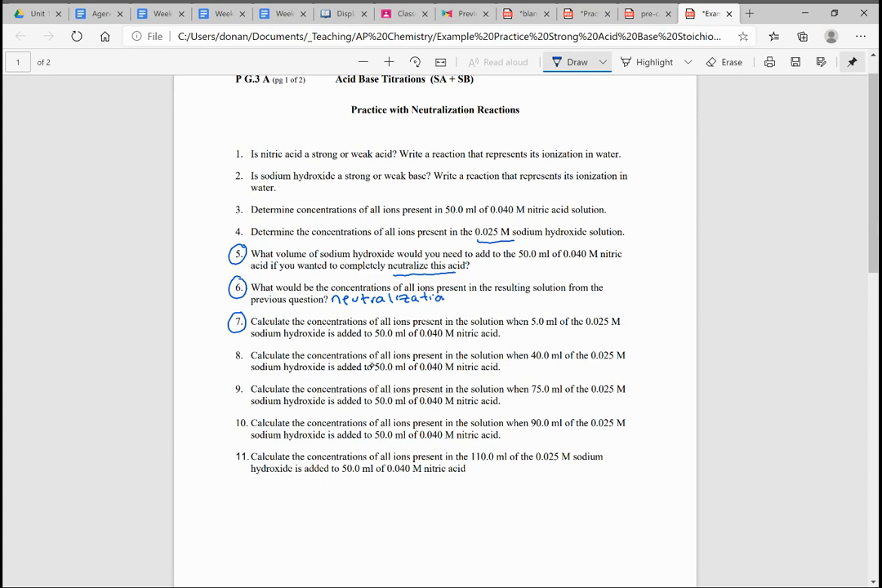If I neutralize the acid with the base, what ions are left in the solution? That's what number 6 is asking. And then number 7 is asking, calculate the concentration of all ions present in the solution when 5 milliliters of the sodium hydroxide 0.025 is added to 50 milliliters of the nitric acid. And so this question is not a neutralization. This question is saying, we don't know if it's a neutralization. It's saying, I'm going to mix two amounts and you're going to have to figure out which is limiting and what's left over. So let's start off with number 5.